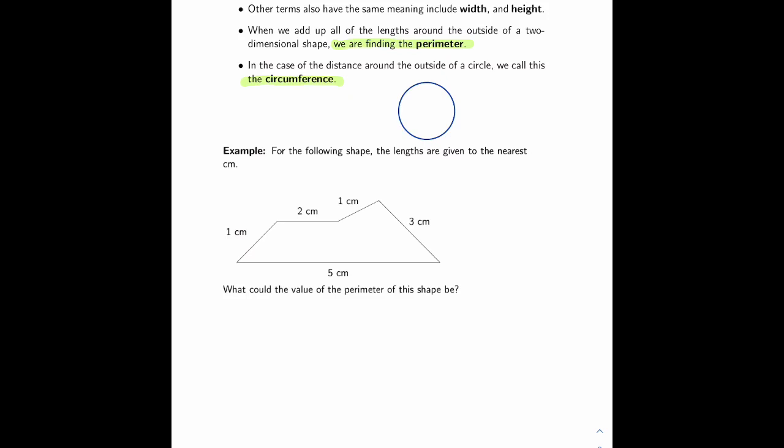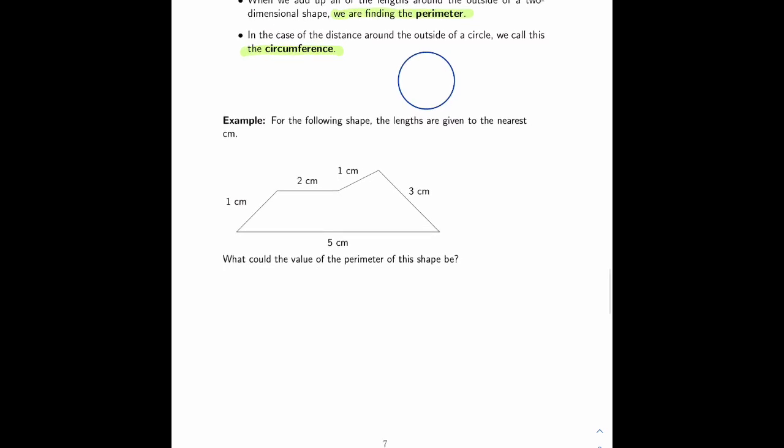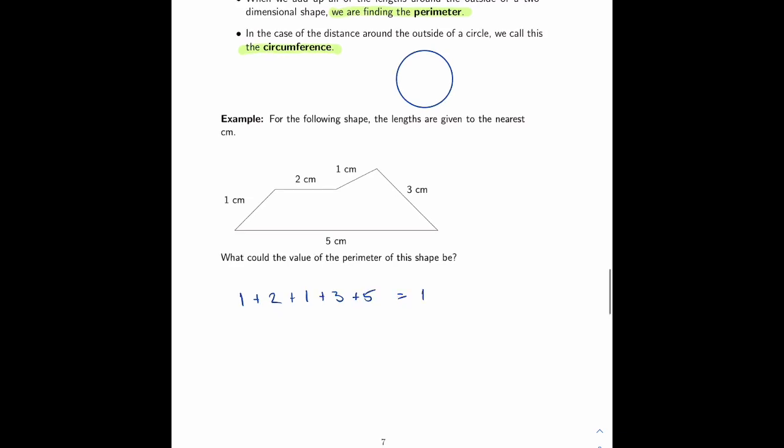So looking at this shape here as an example, if the lengths are given to the nearest centimeter, what could the value of the perimeter of this shape be? Well, the most obvious thing is it could be 1 plus 2 plus 1 plus 3 plus 5, which is 3, 4, 7, 12 centimeters.